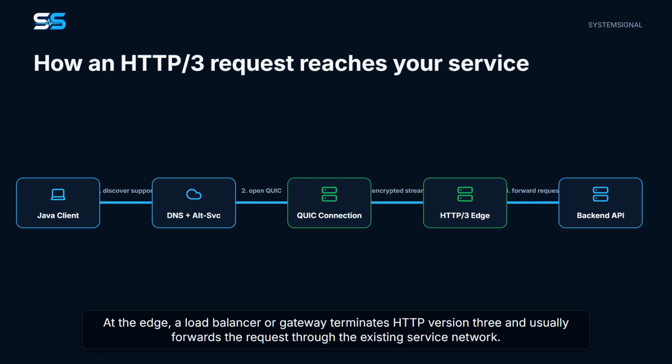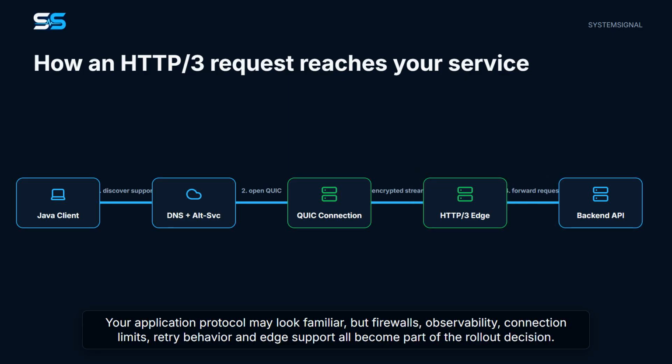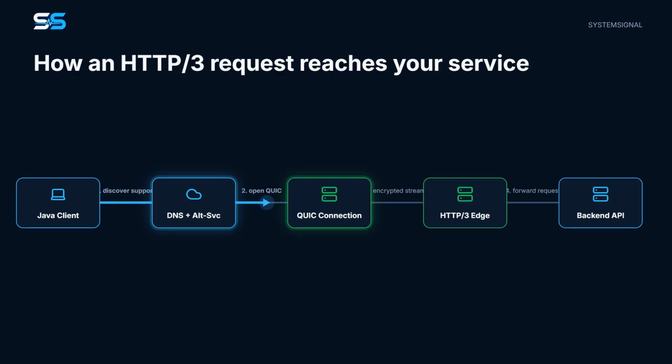At the edge, a load balancer or gateway terminates HTTP version 3 and usually forwards the request through the existing service network. Your application protocol may look familiar, but firewalls, observability, connection limits, retry behavior, and edge support all become part of the rollout decision.